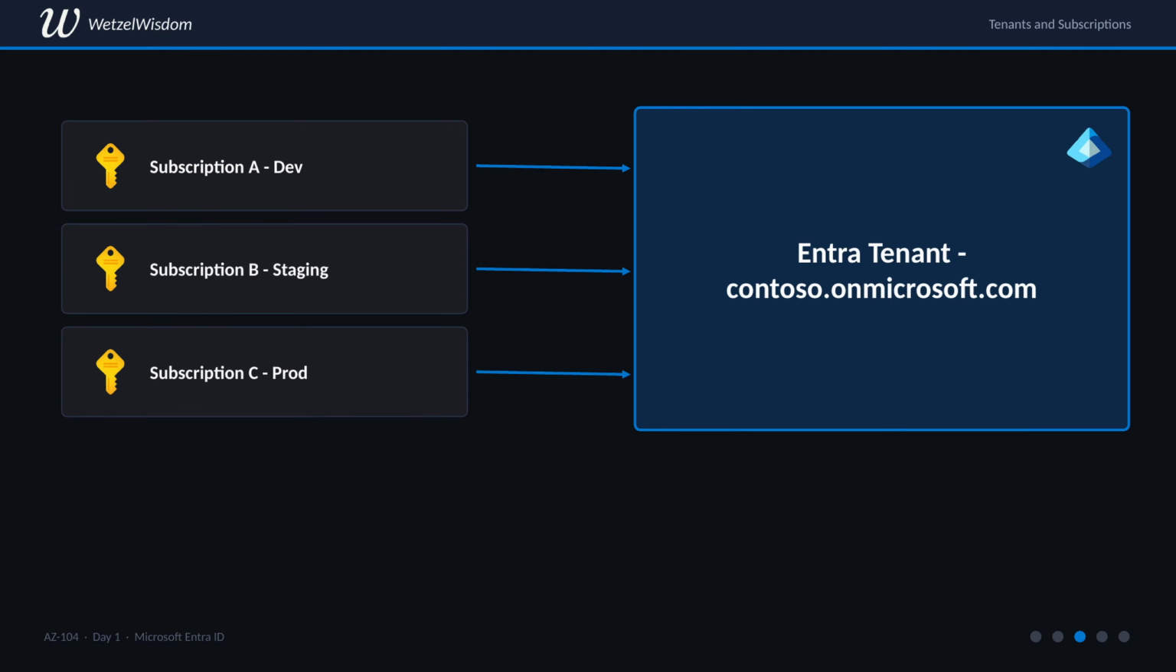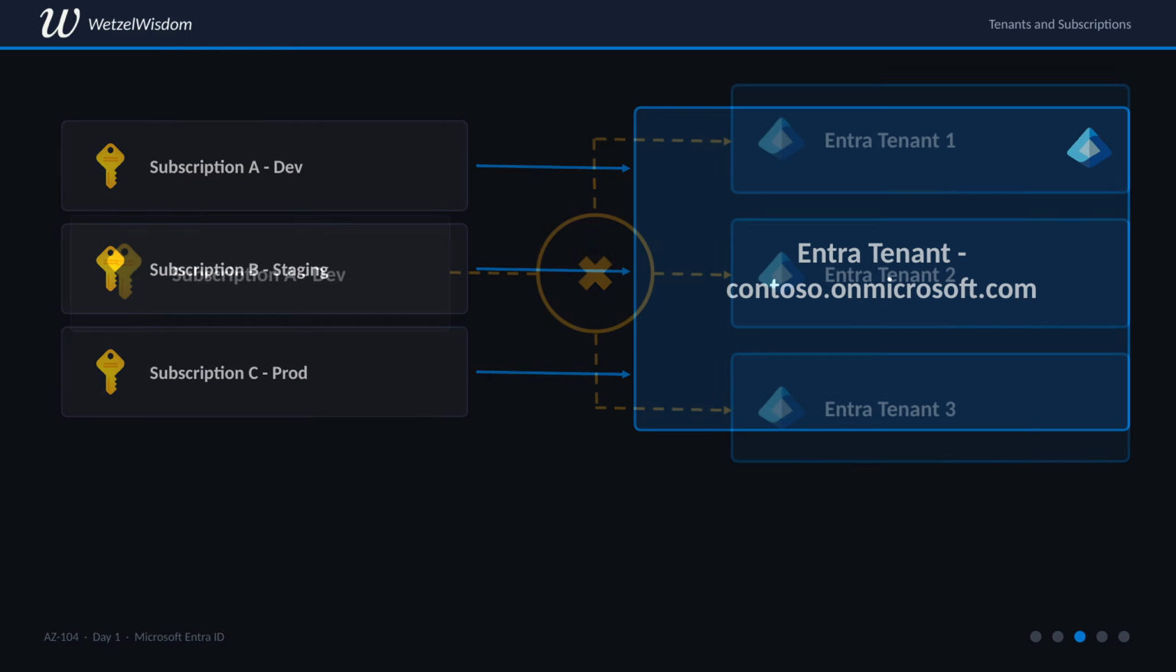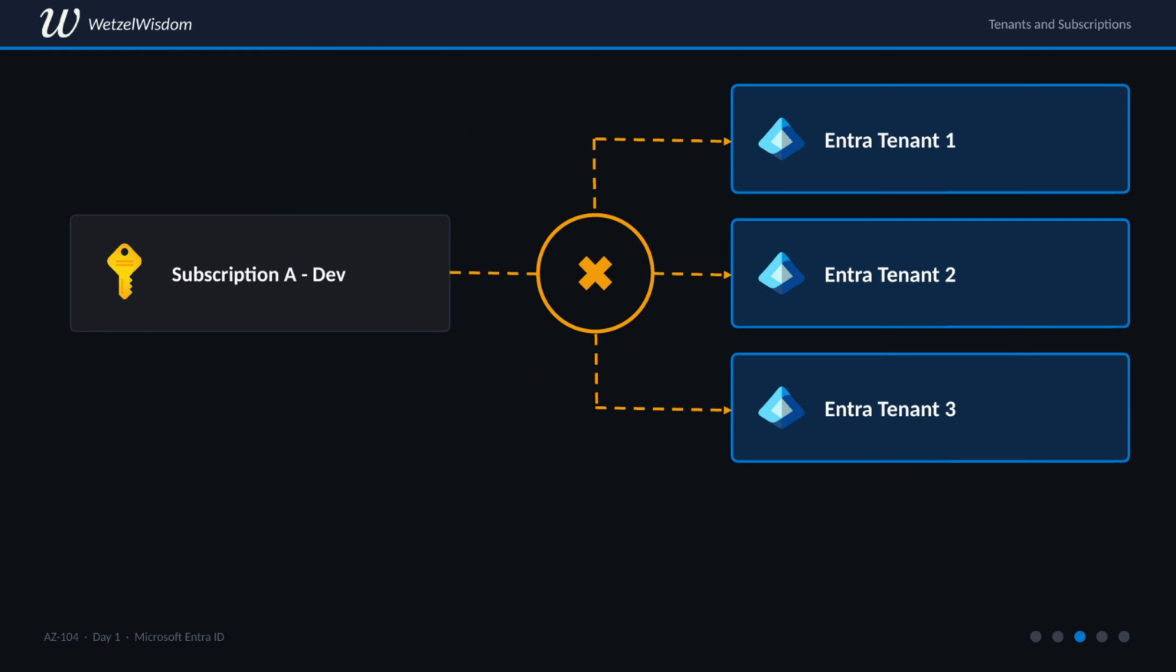But flip it around and one tenant can serve many subscriptions. Many subscriptions can belong in one tenant. This one-to-many relationship can get kind of confusing, but once you understand why it's designed this way, it makes a lot of sense. Let's say it was the other way around, and you only had one subscription with multiple tenants.